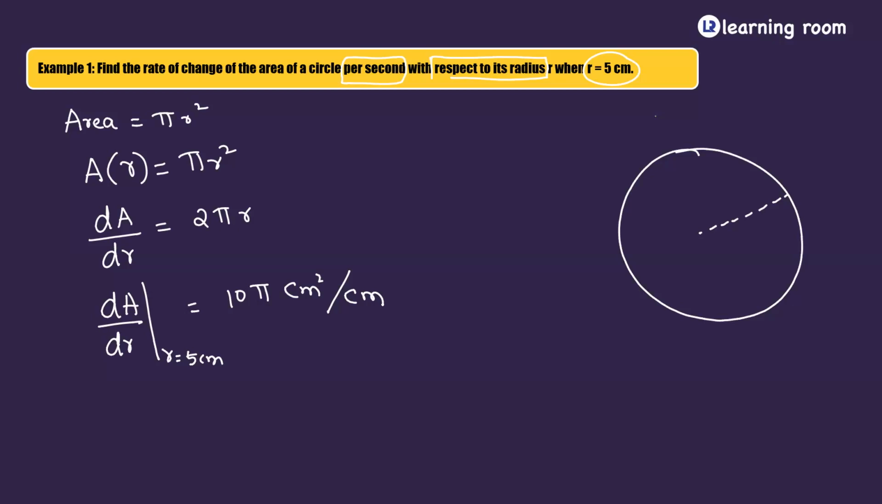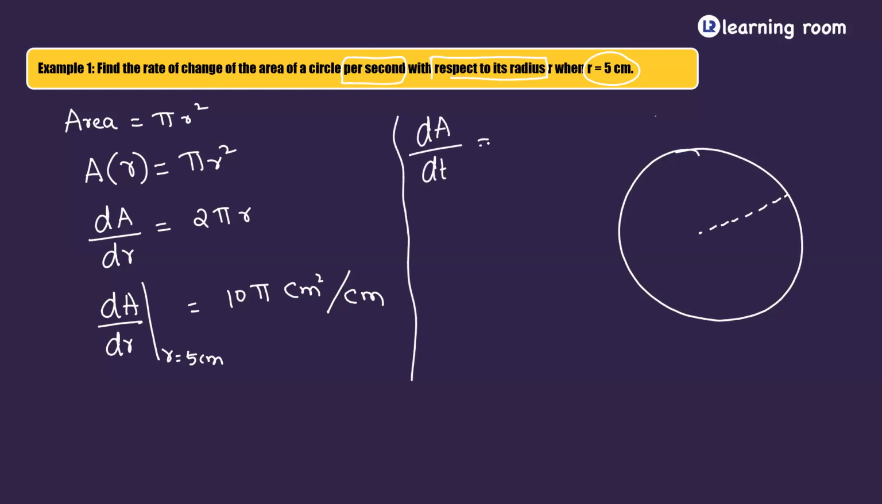Maybe they are expecting us to write the units, but you need to differentiate. We differentiated with respect to r, but it's actually 10 pi centimeters square per centimeter. That's what we have done. The question says find the rate of change of area of a circle per second. See, we would have to differentiate it with respect to time.